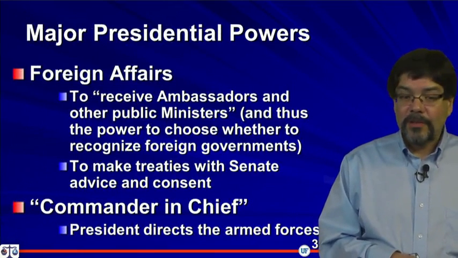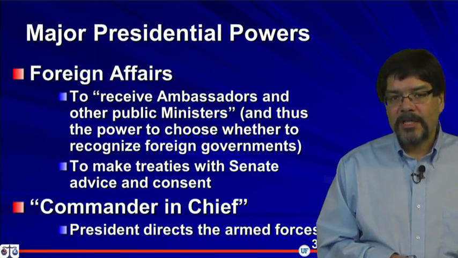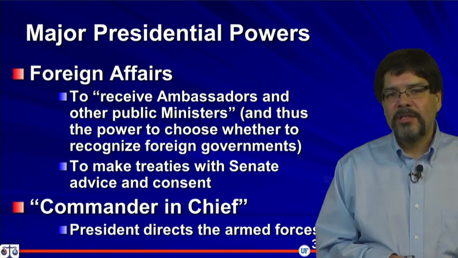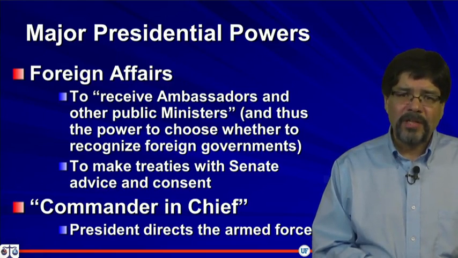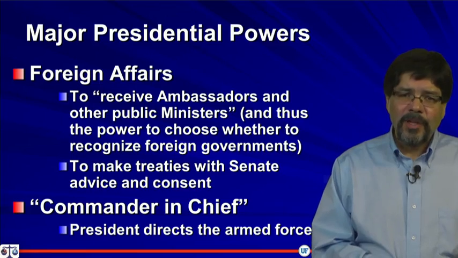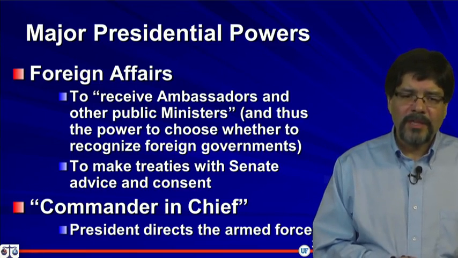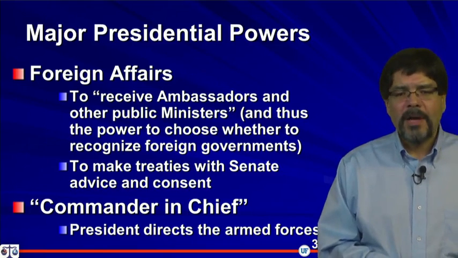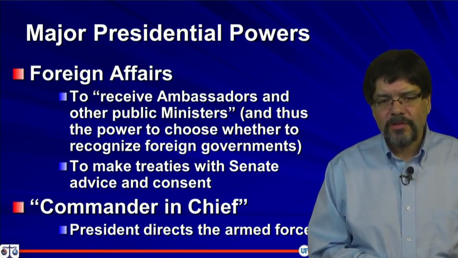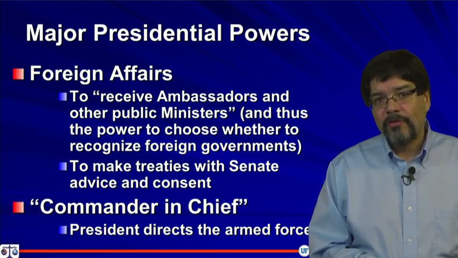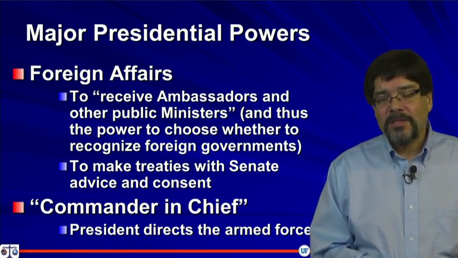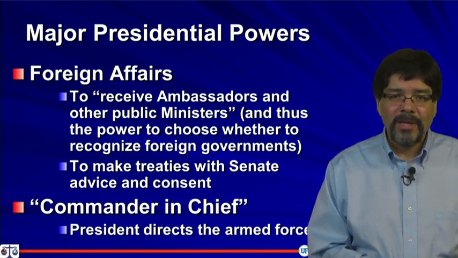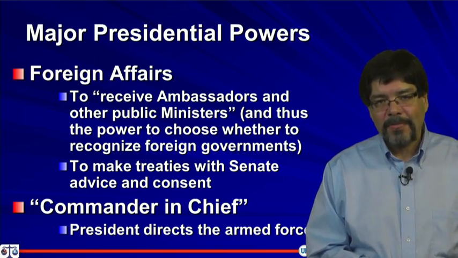Major presidential powers include the power over foreign affairs. In this area, the president is given a great deal, not only of authority, but also of discretion, in how to deal with international problems and with governments other than that of the United States. In the Constitution, this is articulated as the power to receive ambassadors and other public ministers, and basically to choose which governments the United States recognizes, with whom we do business, and with whom we choose to have a relationship outside of the United States.